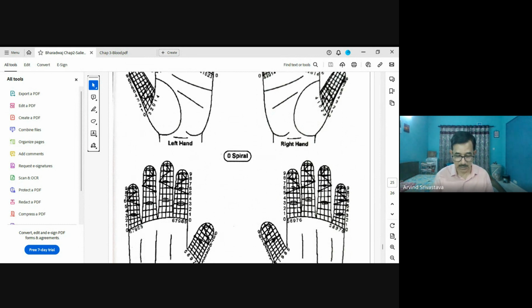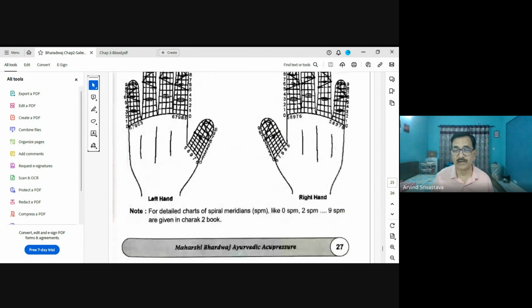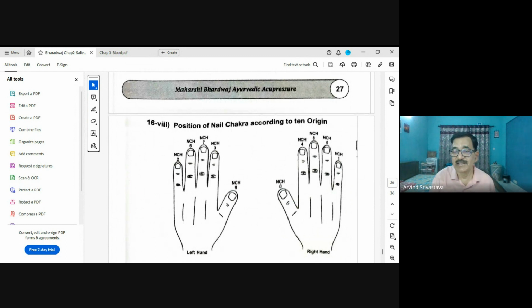Now this is sufficient, I think. This is completed now. You can also understand nail chakra. Nail chakra is given on this one. The chakras on the nail are known as nail chakra. The number is the same, but it is on the yang side, because the nail is always on the yang side. Hence, the number is the same.